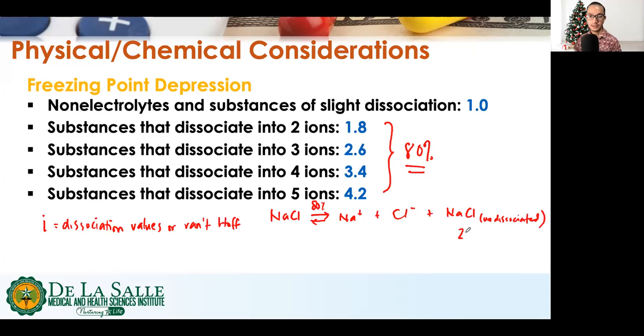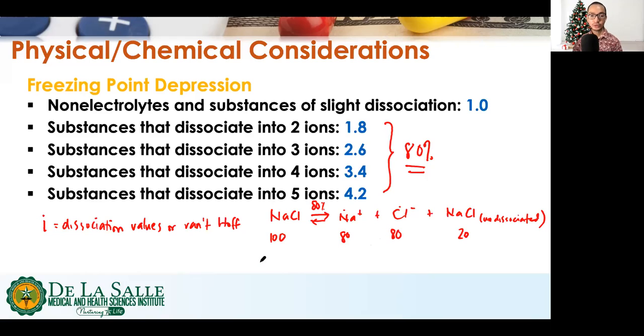Now, for every 100 particles of sodium chloride, we will have 20 particles of undissociated sodium chloride. Sodium will be 80 particles because we have 80% dissociation. So out of 100, we have 80 particles of sodium. And because we have a 1 to 1 mole ratio between sodium ions and chloride ions, the chloride ions will also be 80 particles.